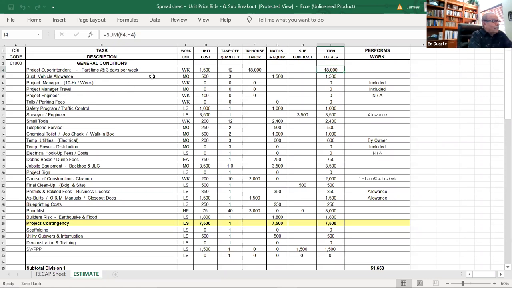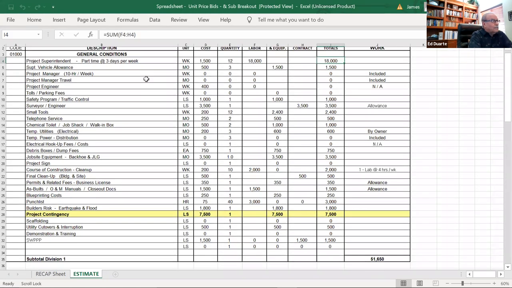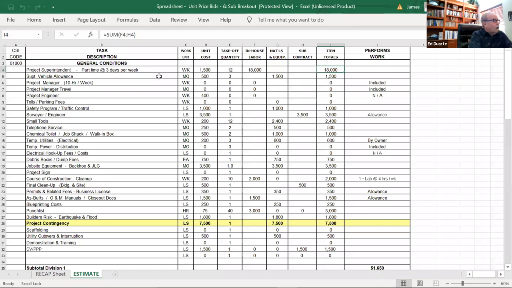Normally I would. I abbreviated some of these task items in order to keep the example simple. But I would always include that. What is a pickup cost us? $500 a month is a reasonable number. And nowadays, our gasoline costs can run $500 a month as well. Project manager as applicable, tolls and parking fees, telephone service. Everybody's got a cell phone out there. Job site structures: a chemical toilet, a job shack, and a walk-in box. Well, I can get those from a rental company for $500 a month, and I'm going to be out there for 2 months or 3 months. So there's $1,000 for that. And so forth.